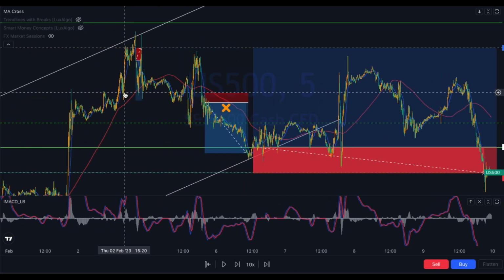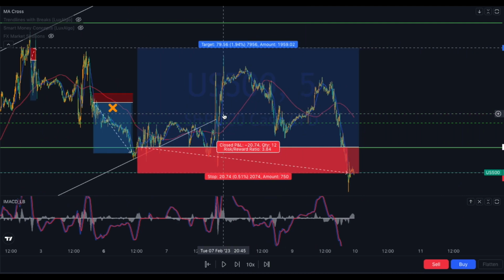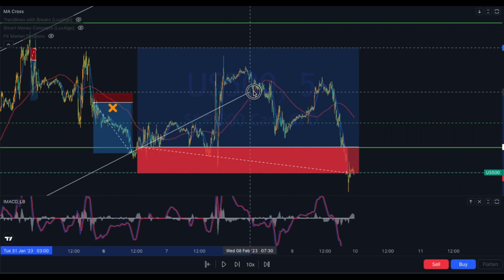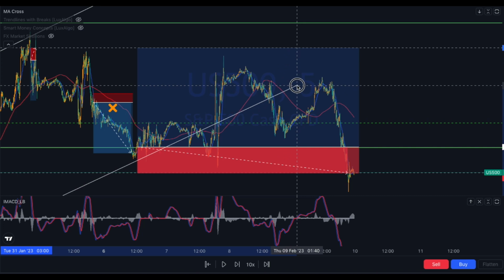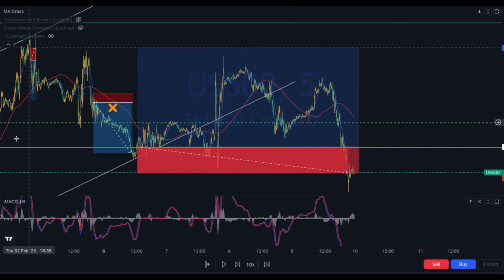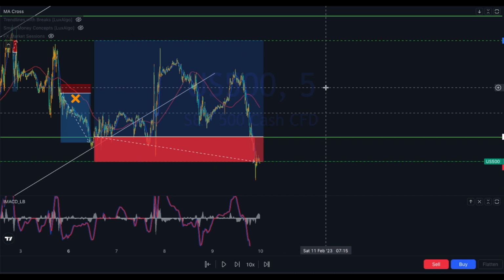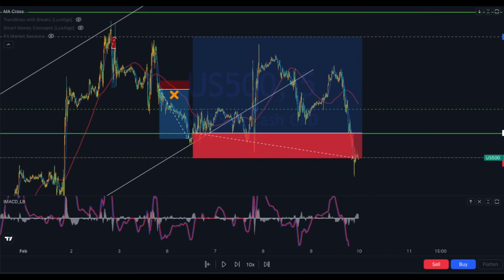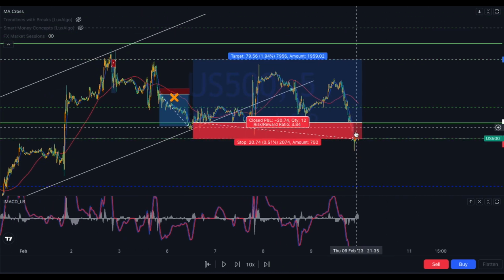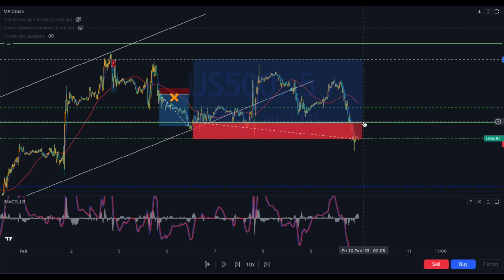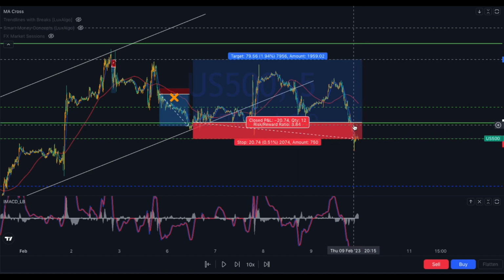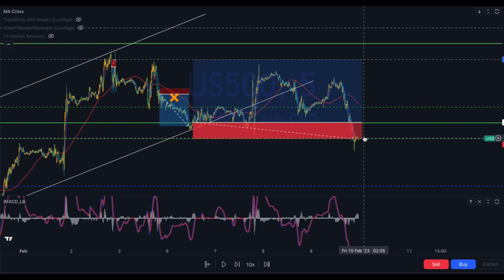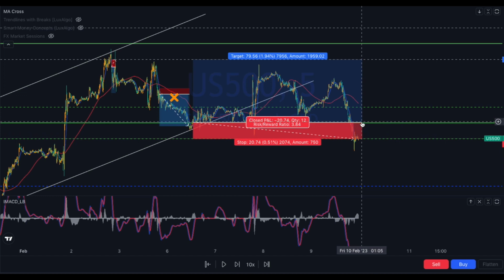So let's see what's happening right now. And I can see that the structure that I have drawn has broken, and it's gone below a level over here that I'll be looking for to make decisions. So if it closes above, I look for buys. If it closes below, I look for sells. So as it stands right now, I'm only looking for sells.